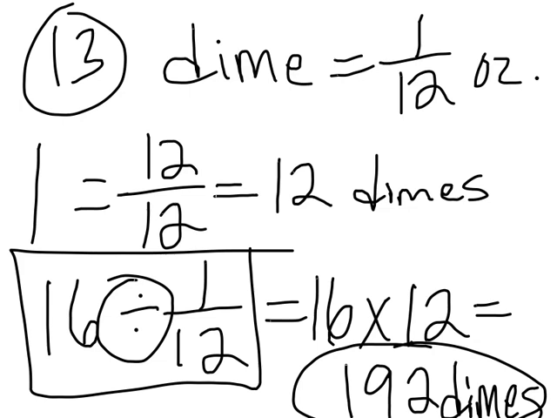Follow this formula. 16 divided by 1/12 equals 16 times 12, because we're taking the opposite of division, which is multiplication, and then we're taking the reciprocal of 1/12, which is 12. And 16 times 12 is 192.